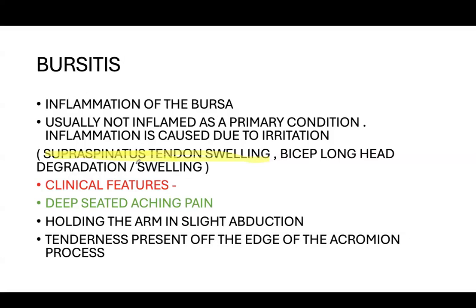The clinical features for bursitis are deep-seated and aching pain, holding the arm in slight abduction, and tenderness present at the edge of the acromion. The deep-seated aching pain is pretty self-explanatory. It's just really bad pain in that area of the shoulder. You'll hold the arm in slight abduction because the rotator cuff muscles are affected, and you want to relieve them, which is why you hold the arm in slight abduction. And the tenderness at the edge of the acromion process is a marker for inflammation. If something is inflamed, it's going to be tender, right?